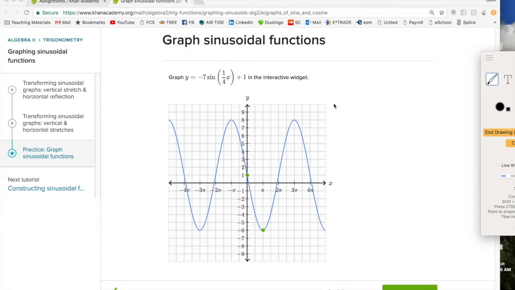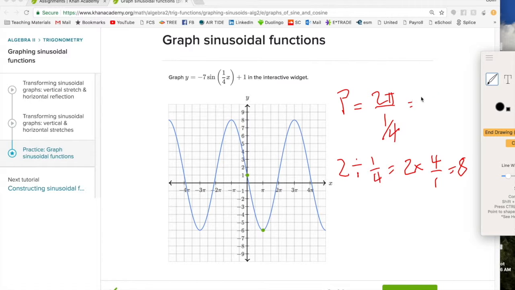All right, so our period in this case is going to be P equals 2 pi over 1/4. So 2 divided by 1/4, which is 2 times 4 over 1, which is 8. So our period is going to be 8 pi. If you're confused on why sometimes the period has a pi in it, sometimes it doesn't, it's if there's a pi in here. Because if there's a pi in here, it's going to wind up in this fraction and it'll cancel out. So if there is no pi in here, there's going to be a pi in the period.